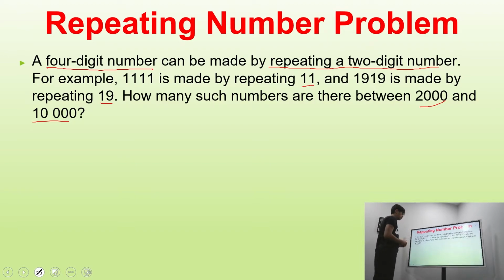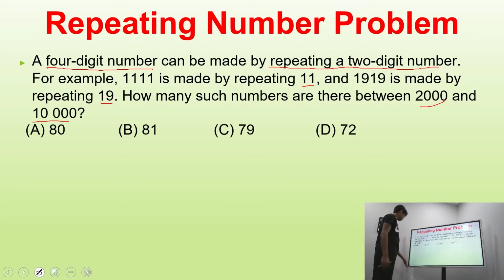So this is basically what our question is asking, and now let's look at our possible answers. We have A, which is 80, B, which is 81, C, which is 79, D, which is 72, and E, which is 70. Also, just before we solve the problem, if you want, you can solve this problem by yourself, so feel free to pause the video, and if not, we're going to solve the problem right now.